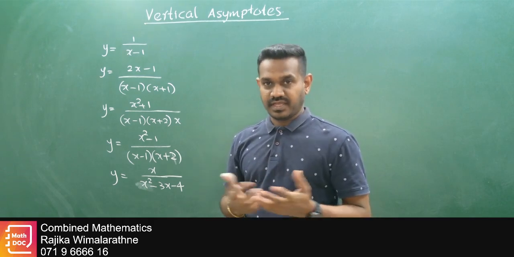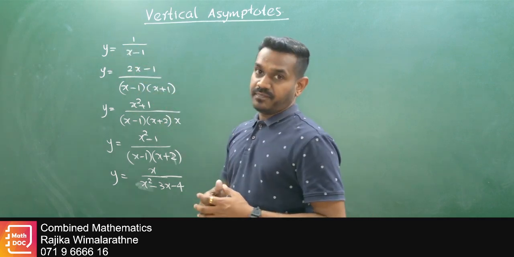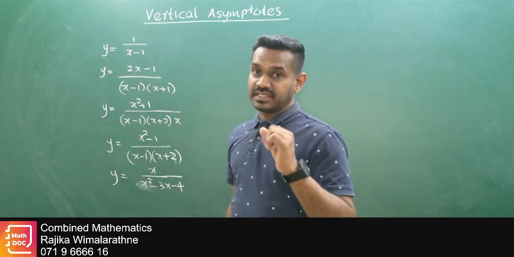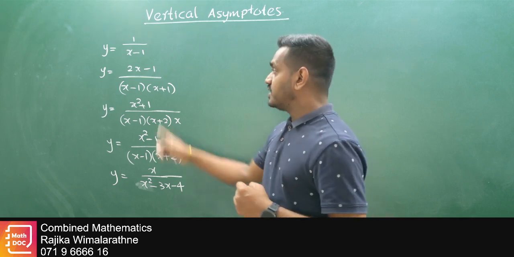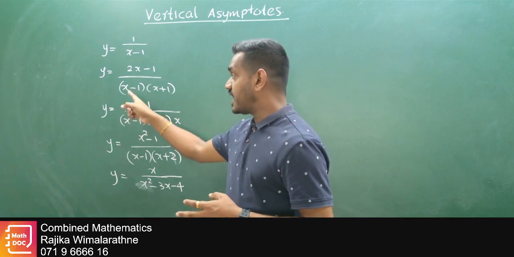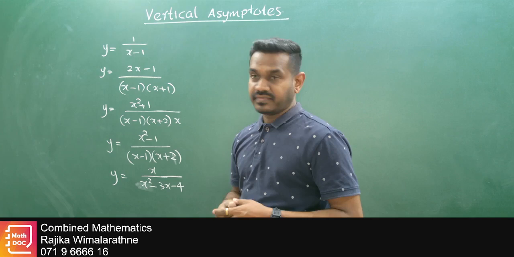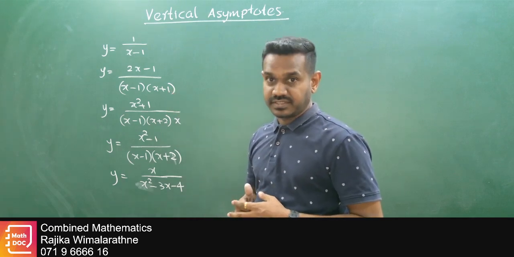Let's see. This is y equals 1 over x minus 1. We have one factor in the denominator, which gives x equals 1. We say x equals 1 is a vertical asymptote. Here we have two different factors in the denominator, so the denominator zeros are x equals 1 and x equals minus 1. Then we say x equals 1 and x equals minus 1 are vertical asymptotes.